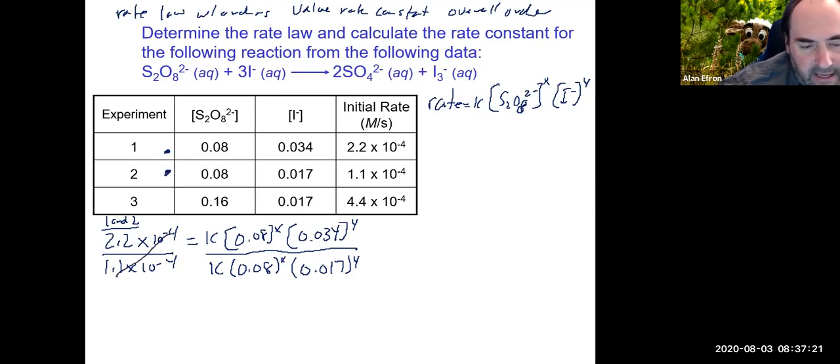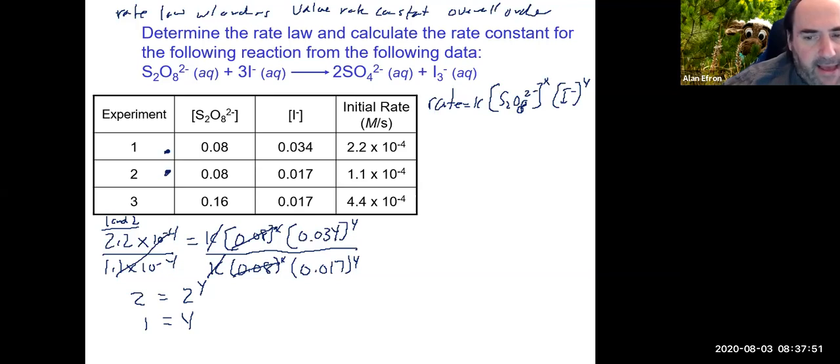That's going to give me a 2. Again, same idea. k is going to cancel because we don't know what it is, but it is constant. The x's are going to be the same, which means this entire thing will cancel out. And here we will divide, and that will also give me a 2 to the y. Again, here you could probably just easily determine y in this case is equal to 1. So the order with respect to I- is first order.